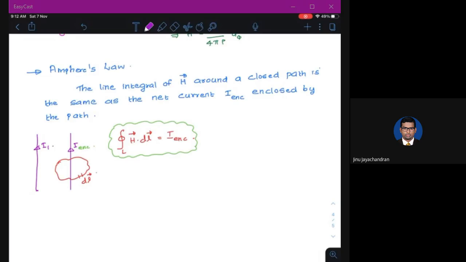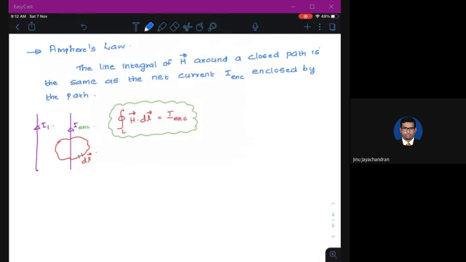Just like we have Gauss law, Ampere's law is similar to Gauss law in electrostatics. In Gauss law, whenever we want to find the electric field or electric flux density, we consider a Gauss surface. Similarly, whenever we want to find a magnetic field, we can always consider an amperian path.